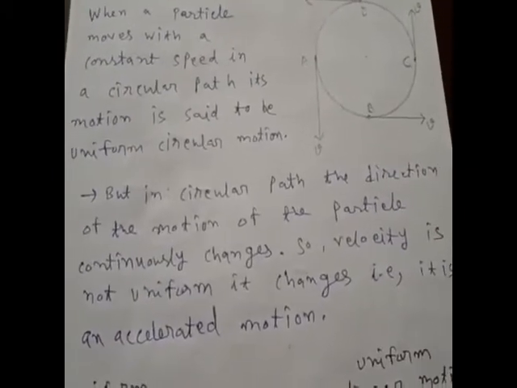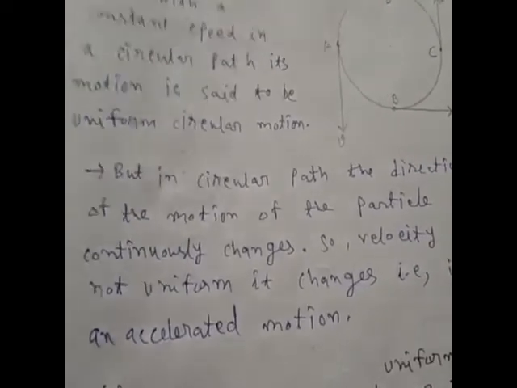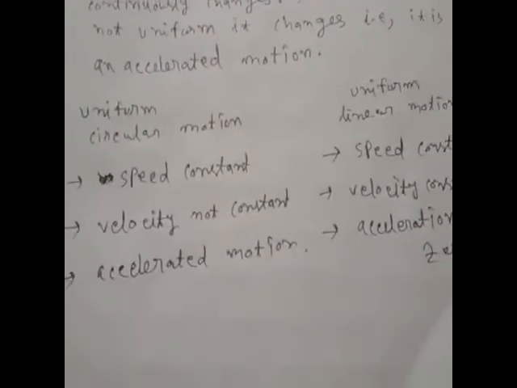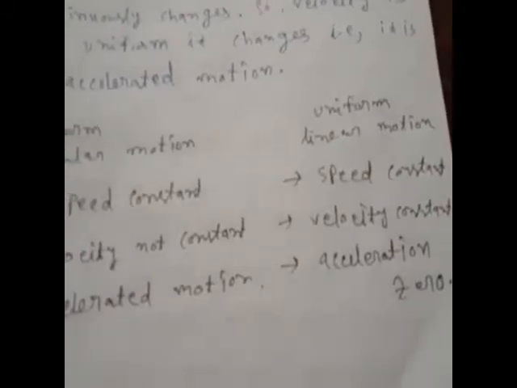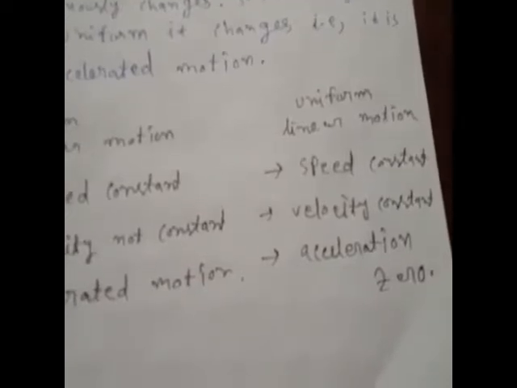Now let's discuss what is the difference between uniform circular motion and uniform linear motion. In case of uniform linear motion, the speed is constant. Speed constant means the body covers same distance within same interval of time, and the velocity is also constant, because in case of linear motion there is no change of direction.